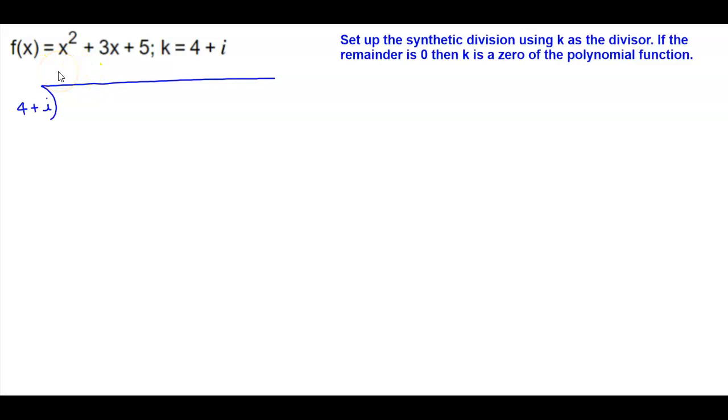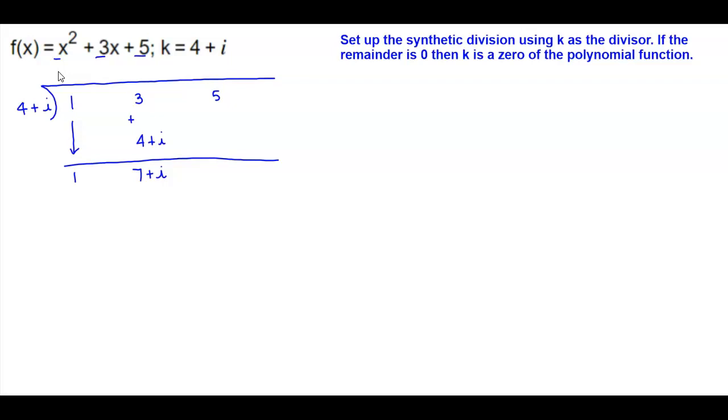So let's write our given coefficients of the polynomial. We have 1, and then we have 3, and then we have 5. Okay, so the first thing we're going to do is bring down the 1. So 1 times 4 plus i is going to give us 4 plus i. Now we do not have an i with the 3, but we can add these two numbers because these are real numbers. So 3 plus 4 is going to give us 7, and this is 7 plus i.